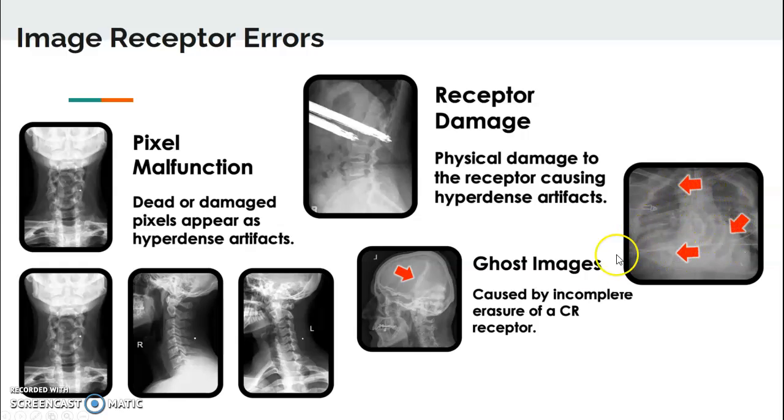The two other images that I have here are showing you ghost images, and these are usually on CR only. They're called ghost images, and it happens as a result of not being processed or incomplete erasing on the CR processor.